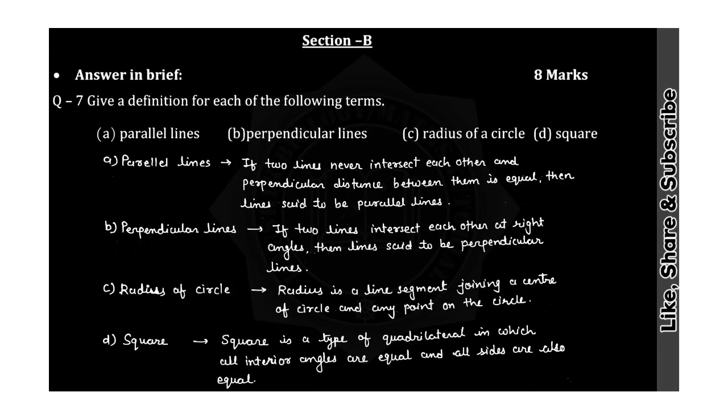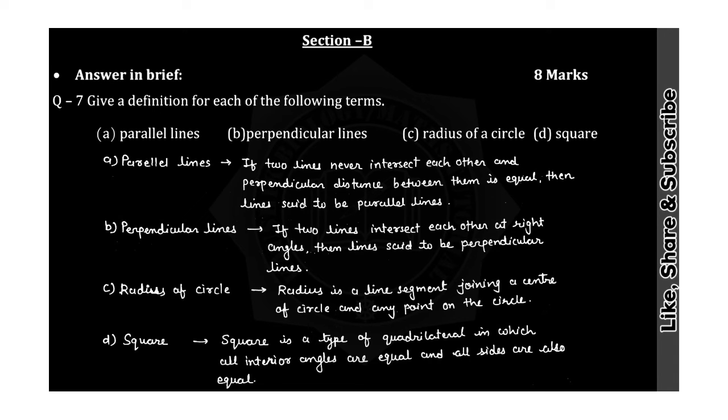Next is question number 7. Give a definition for each of the following terms. Now the first term is parallel lines. Now we know that if two lines never intersect each other, and if the distance between the points of those lines is always equal at any point, then those lines are known as parallel lines. The second one is perpendicular lines. So if two lines intersect at right angle, then those are known as perpendicular lines.